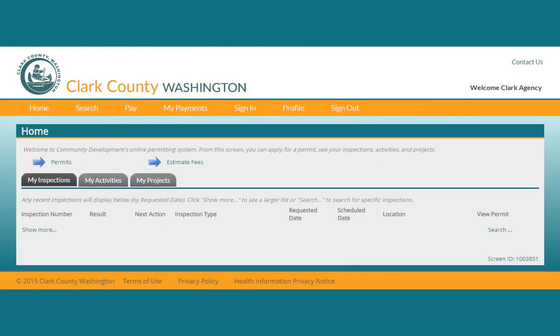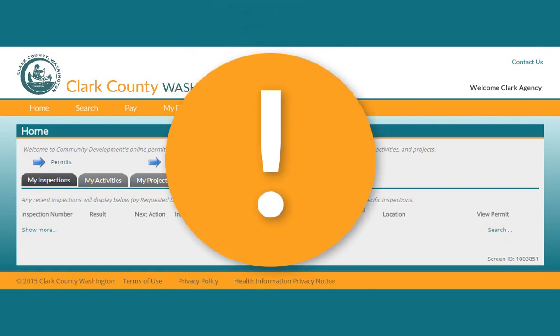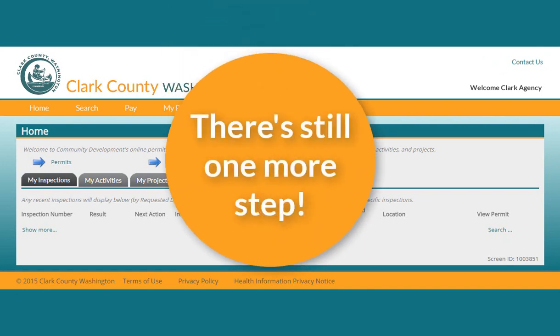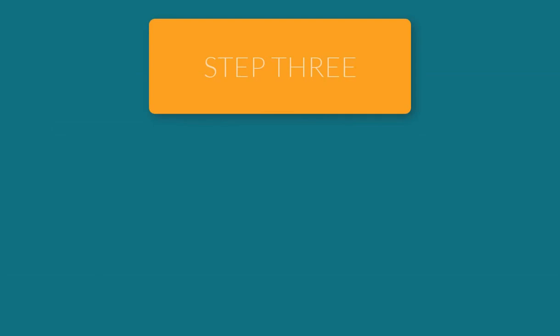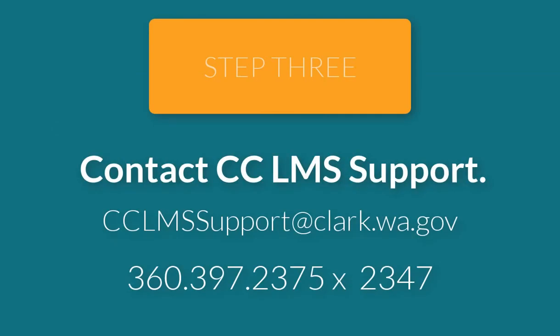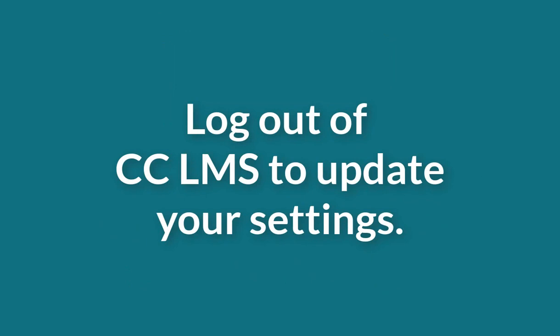When you see this screen, it means that your registration and activation were successful, but there's still one more step that external agencies need to take. Please contact Community Development so that we can connect your account to the agency that you represent. Your account can be associated to multiple agencies. After the CC LMS support team has associated your account to the agency or agencies that you represent, you'll need to log out of CC LMS in order to update your account settings.